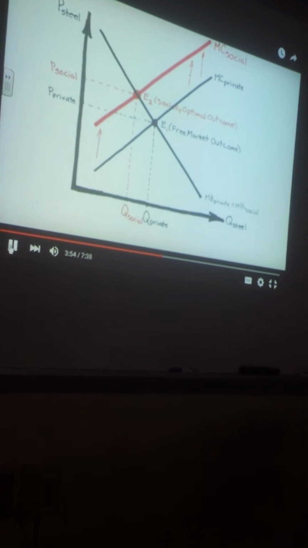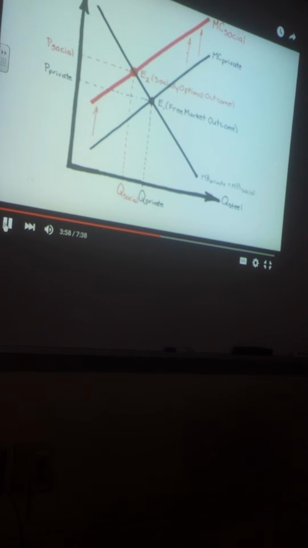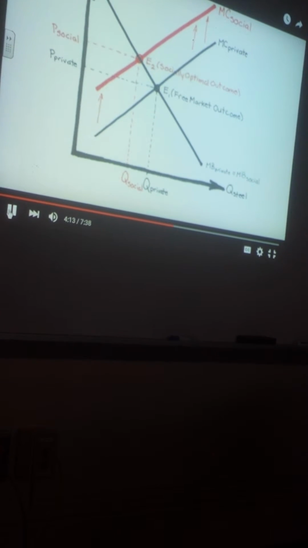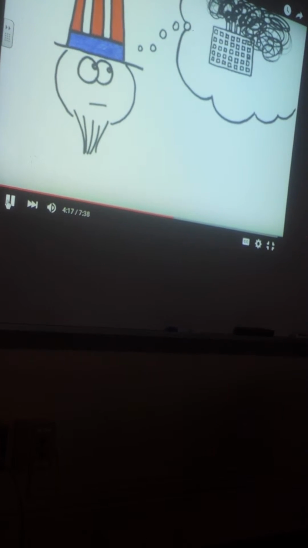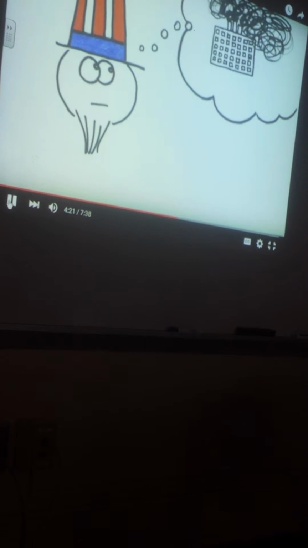What would society rather see? The socially optimal outcome would be based on social cost and social benefits, or equilibrium E2. Notice, this means society would like to see less production, meaning less pollution, and would be willing to pay a higher price to do so. This is where the government comes in. What is the government solution to a negative externality? Simple.